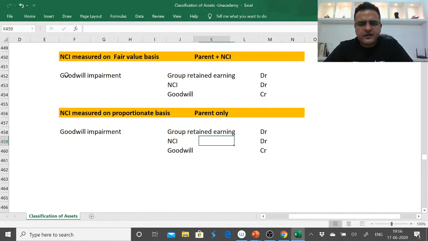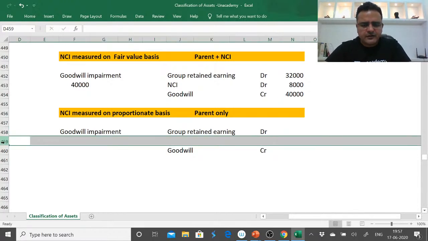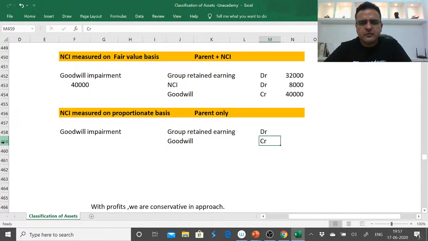Group retained earnings, debit, and there is no NCI. Suppose there is an impairment of 40,000 and NCI has a share of 20%. Then 80% of 40,000 will be charged to parent, and 20% of it will be charged to NCI, and 40,000 goodwill will be allocated. In the second scenario, the entire goodwill impairment will be charged to parent's earnings only. 40,000 is charged to parent's earnings.